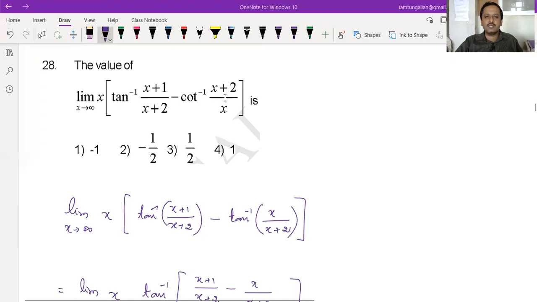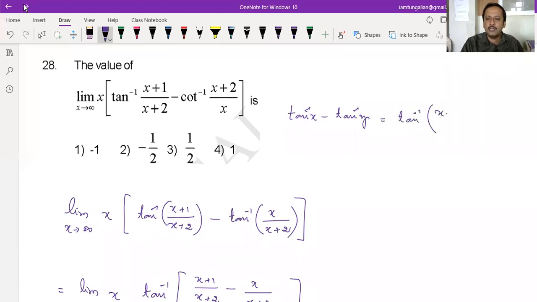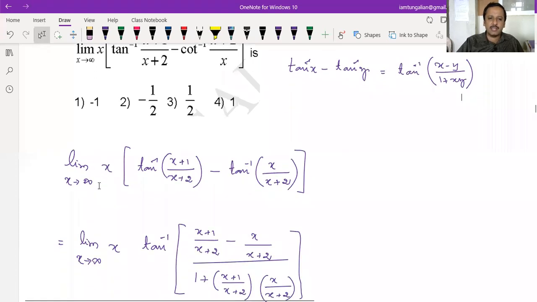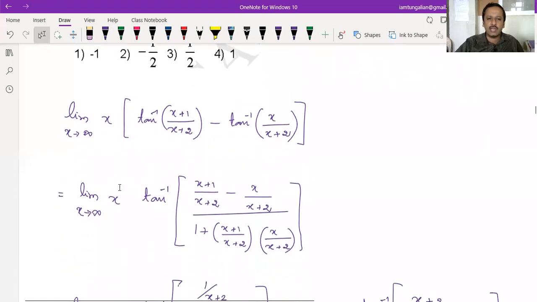First, I'm writing cot inverse of (x plus 2) by x as tan inverse of x by (x plus 2). And then I am using the formula tan inverse x minus tan inverse y, that will be equal to tan inverse of (x minus y) divided by (1 plus xy). So by using that formula, this is what you will get.